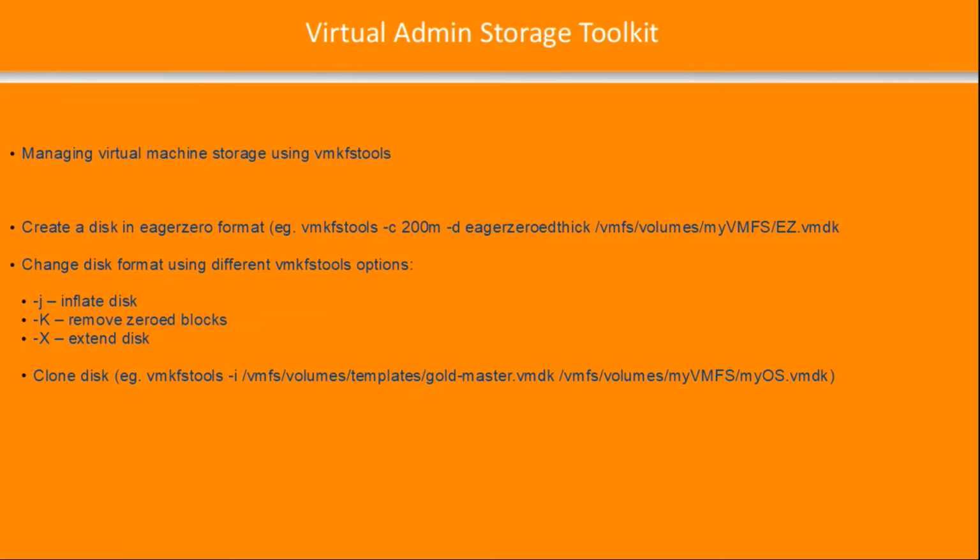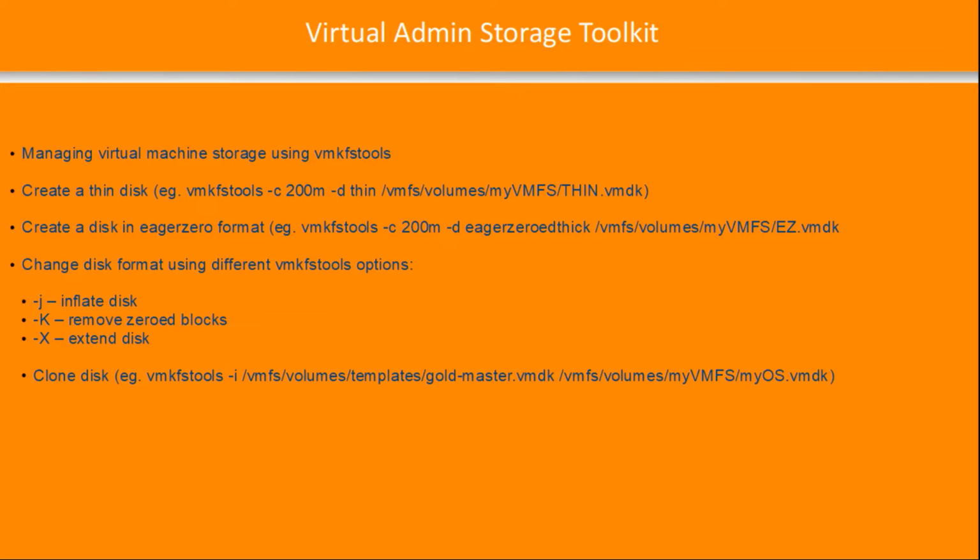Managing virtual machine storage using vmkfstools. We look at the utility called vmkfstools, which is a must-have in any VM admin toolkit. We look at some examples of creating disks and changing format between disk types. The first option we look at is create a thin disk, and the syntax is vmkfstools -c 200m -d thin /vmfs/volumes/myvmfs/thin.vmdk. This command will, when executed, create a 200 megabyte thin provision disk in that data store.